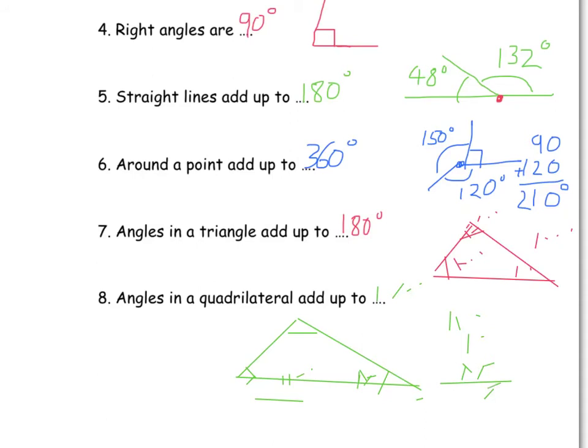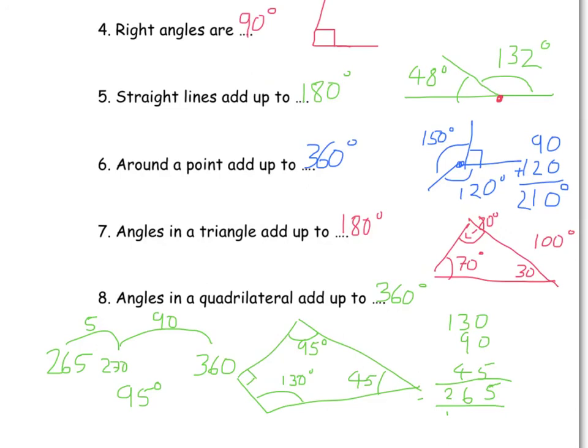So that gives us 265. So we need to think, what do we add to 265 to get to 360? Well, to get to 270, we add on 5, and to get to 360, we add on 90. So overall, we add on 95 degrees. So this missing angle is 95 degrees.